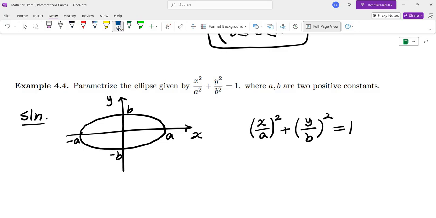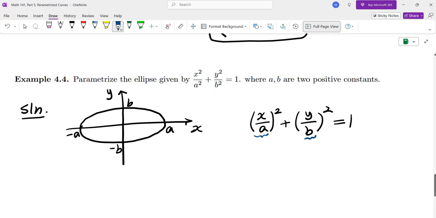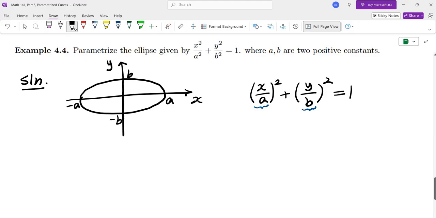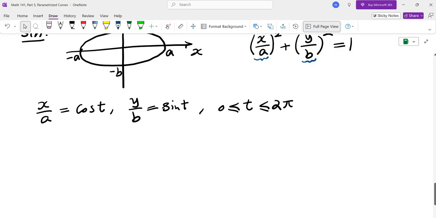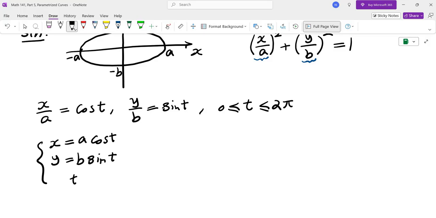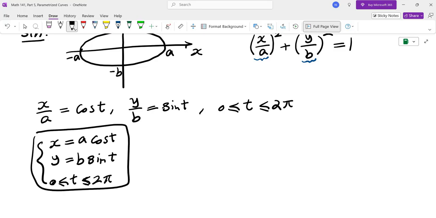So think about it this way: x over a and y over b are points on the unit circle. In other words, we can say x over a is cosine of t and y over b is sine of t. And of course, because it's a full ellipse, t would be between 0 and 2 pi. If it were a quarter of an ellipse, it would be between 0 and pi over 2. If it were half of the ellipse, let's say the upper half, it would be between 0 and pi. So that gives us the parametrization x equals a cosine of t, y equals b sine of t, and t is between 0 and 2 pi. And that is the final answer to the problem.